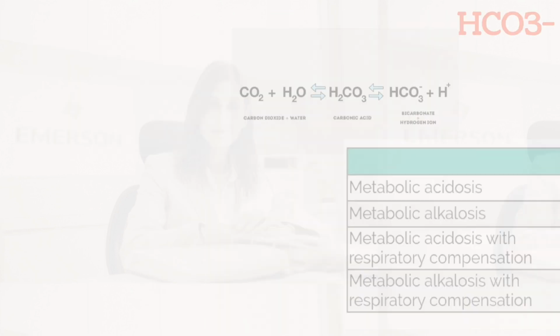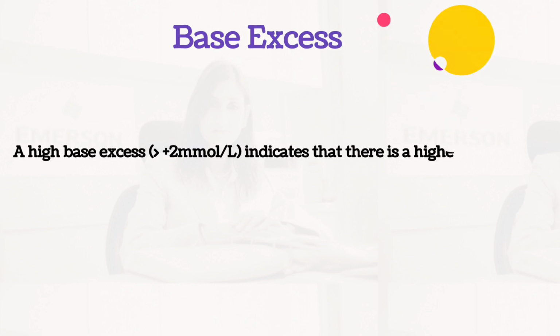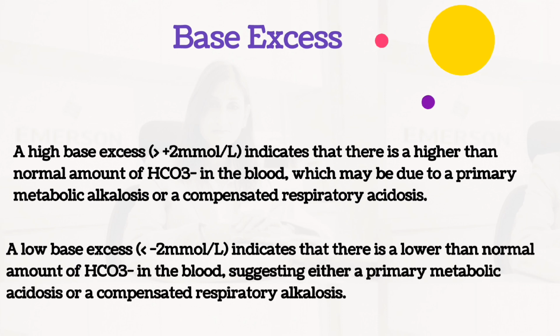Next we talk about base excess. The base excess is another surrogate marker of metabolic acidosis or alkalosis. A high base excess greater than +2 mmol/L indicates that there is a higher than normal amount of HCO3 in the blood, which may be due to a primary metabolic alkalosis or a compensated respiratory acidosis. A low base excess less than -2 mmol/L indicates that there is a lower than normal amount of HCO3 in the blood, suggesting either a primary metabolic acidosis or a compensated respiratory alkalosis.